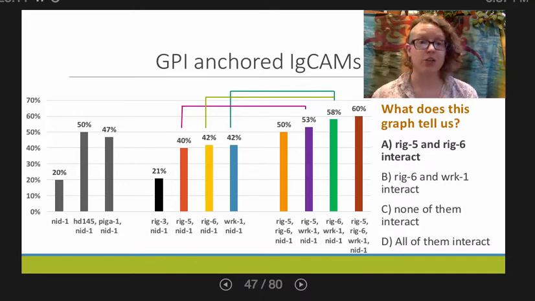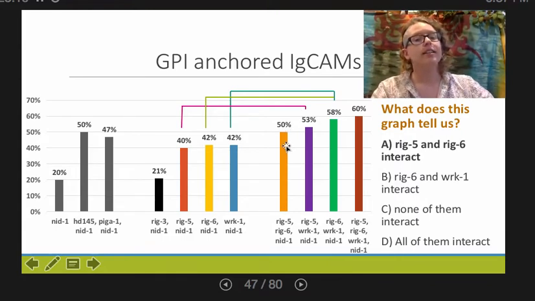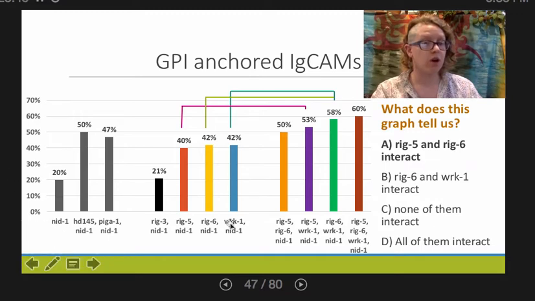RIG5 and RIG6 interact. And we know that because when you have them together, they're not significantly statistically different from each one on its own. And that's what we were looking for, that interaction. Whereas if you look at WRK1 and RIG6, this is an additive phenotype, where you see RIG6 is 20% above nitrogen 1 on its own. WRK1 is 20% above nitrogen 1 on its own. And together, they're 60% above nitrogen 1 on its own.